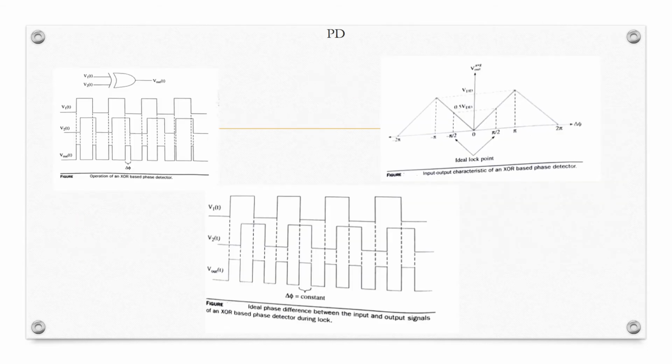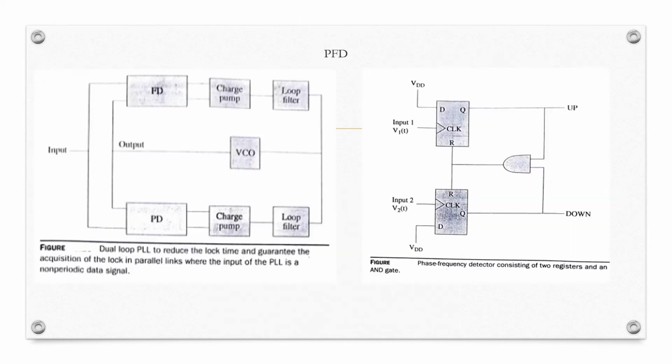So what is an XOR based phase detector? That is shown here. It is only used when both frequencies are the same and the phase difference error is between 0 and pi, because you can see here the characteristic of the XOR gate. Between 0 and pi, the control voltage generated increases. If the phase difference is greater than pi, then the control voltage decreases. That is why it cannot be used when the phase difference is greater than pi.